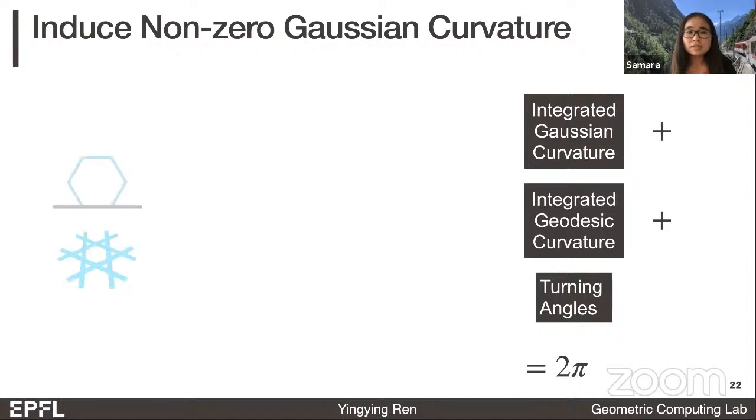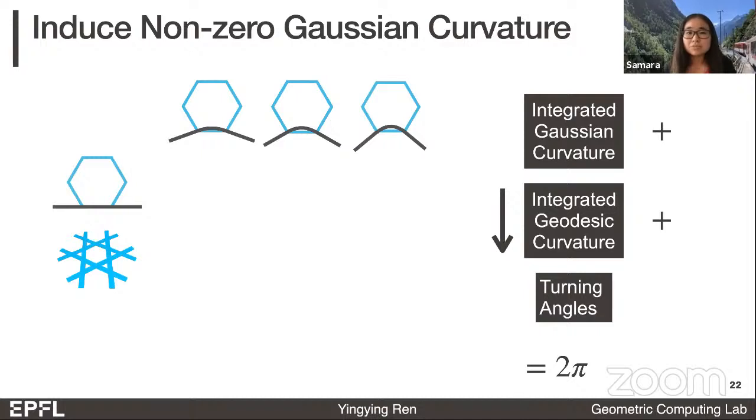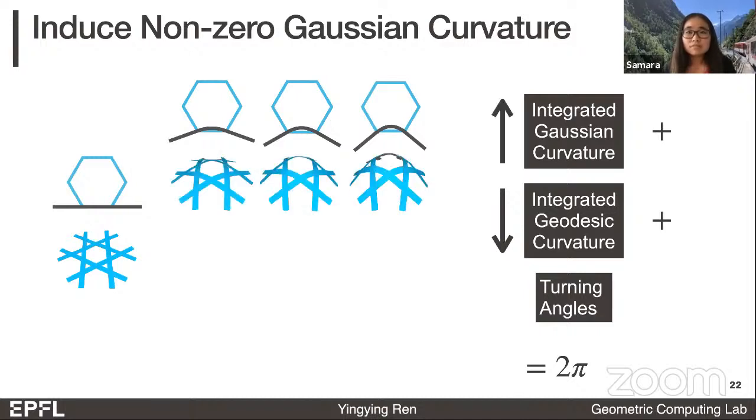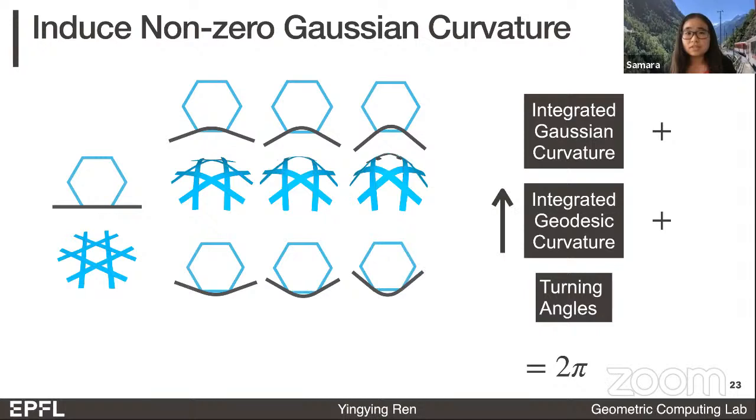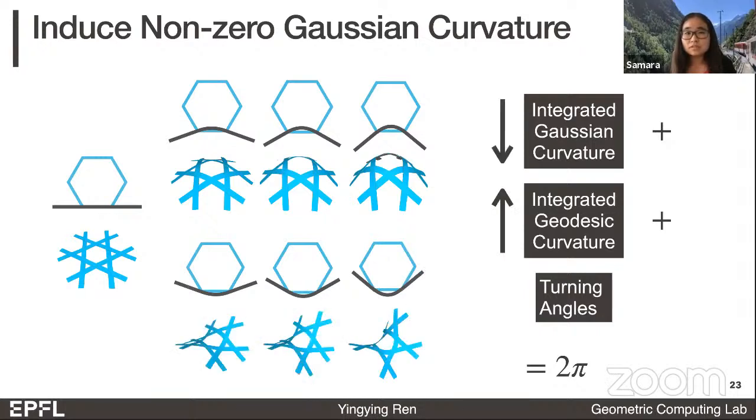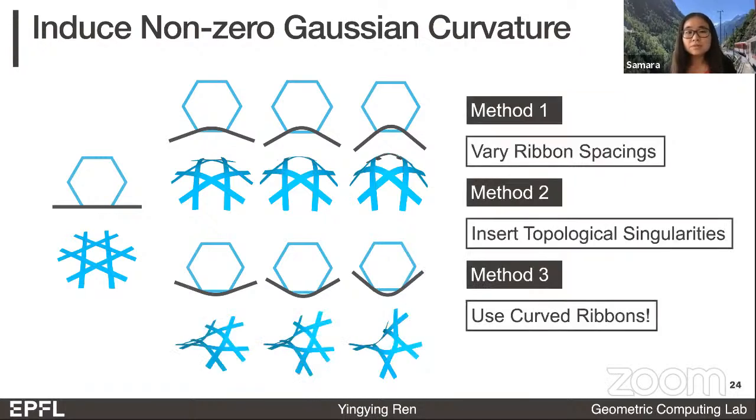If we take this hexagon module and decrease the geodesic curvature of each ribbon, the patch will have positive curvature. If we increase the geodesic curvature, then the patch will have negative curvature. Compared to the previous two methods, changing the ribbon planar shapes changes the 3D curvature smoothly.